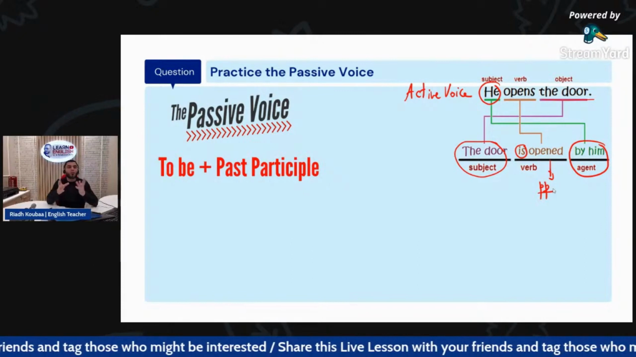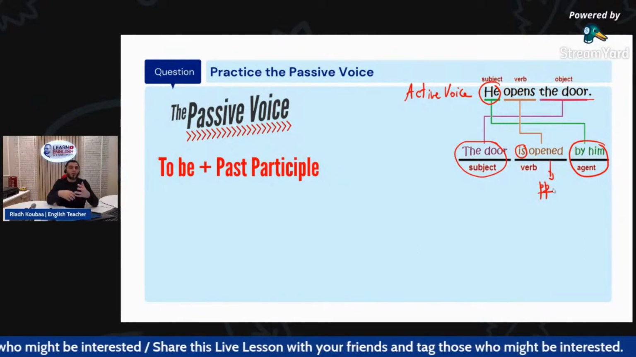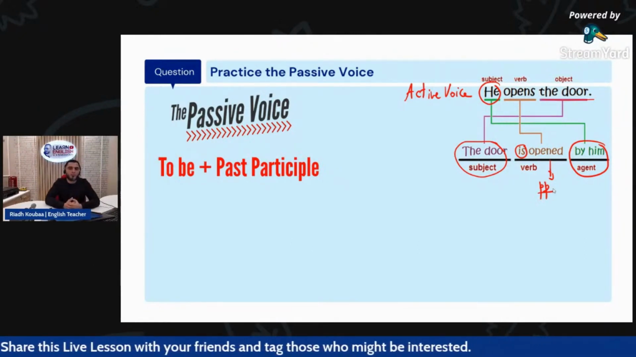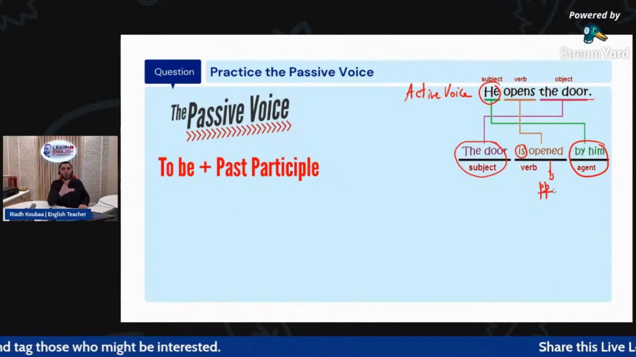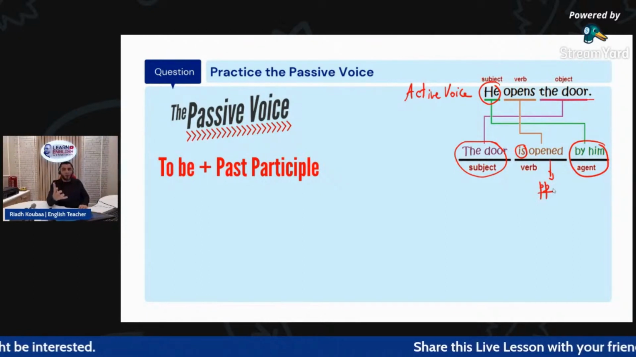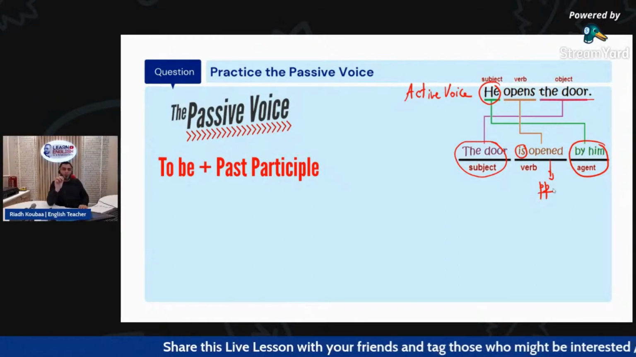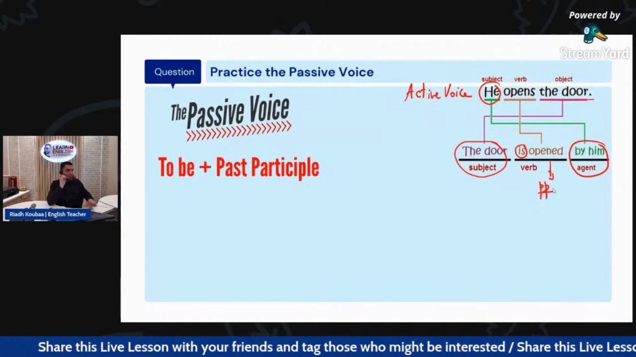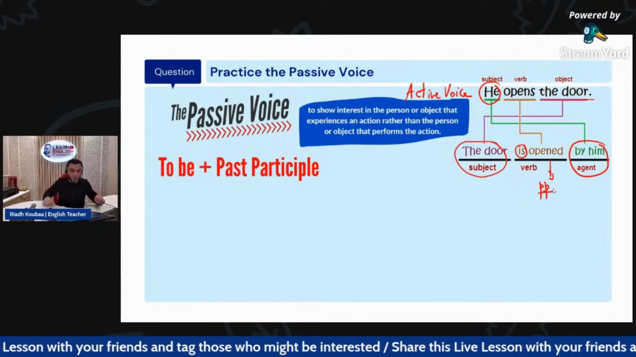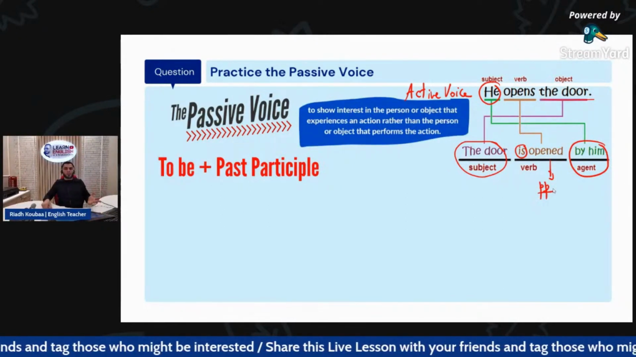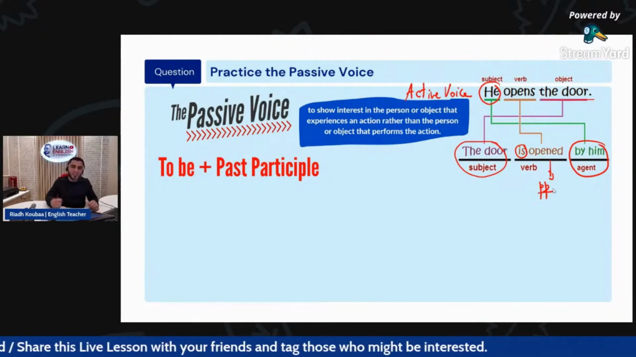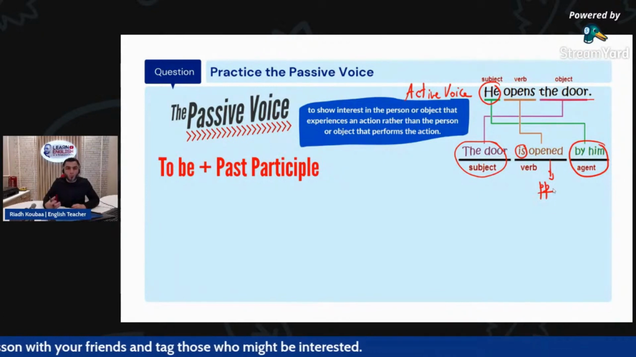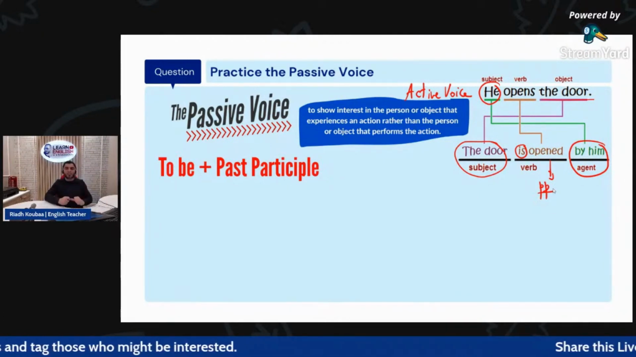But the problem here is that students don't know how or when to form the passive voice with these different tenses. So what I'm going to do now is give you some sentences, and I would like you to extract the rule of the passive voice with these different tenses. But before that, when do we usually use the passive voice? We use the passive voice to show interest in the person or object that experiences an action.